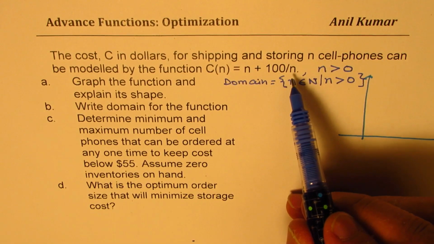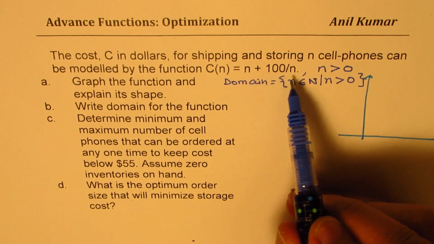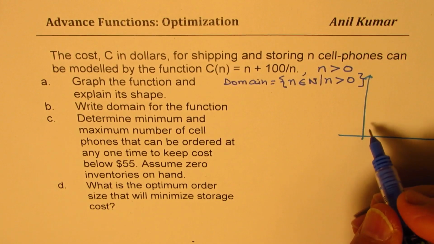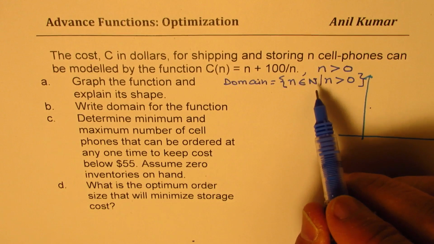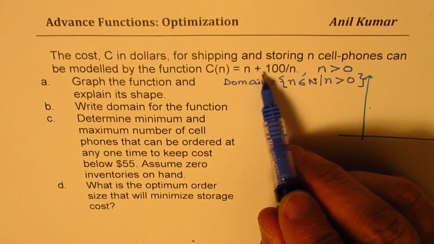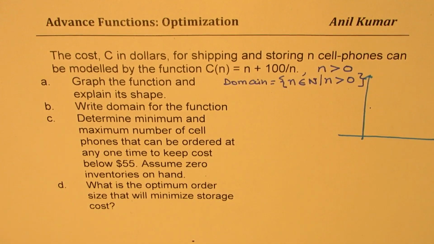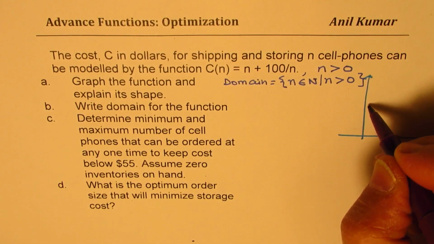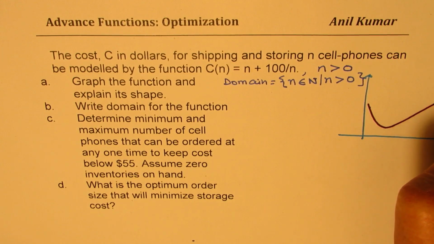If n equals 1, then the value is 1 plus 100, which is 101, right? So the value starts with 101. Now, as the value of n increases, if n becomes 2, then it becomes 2 plus 50, which is 52, right? So what you notice here is that the value of the function is higher first, then it decreases, and then it is going to increase.